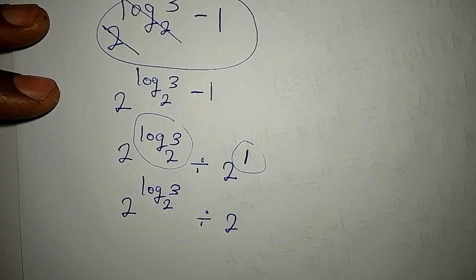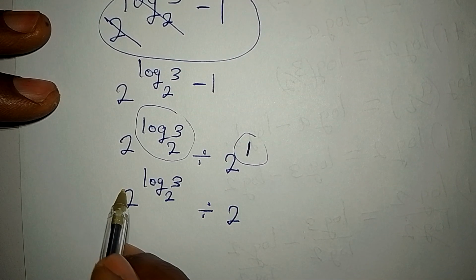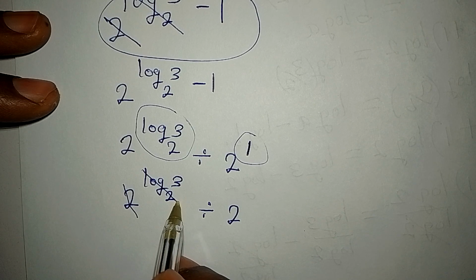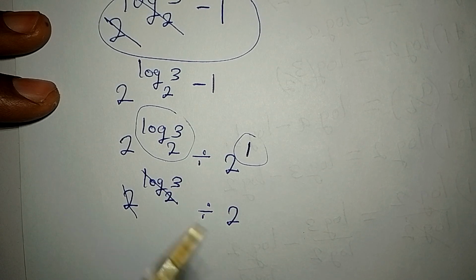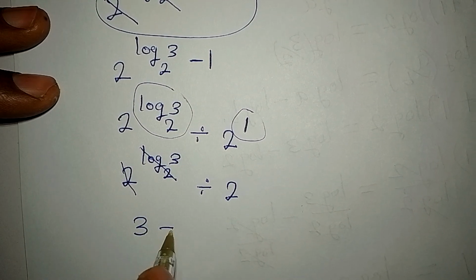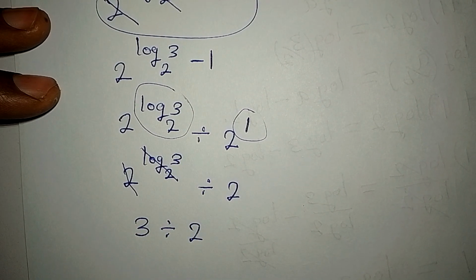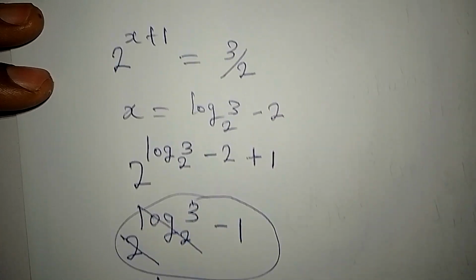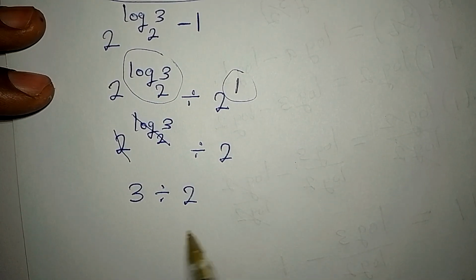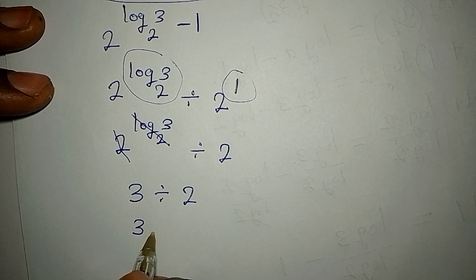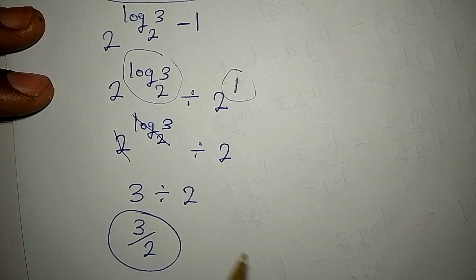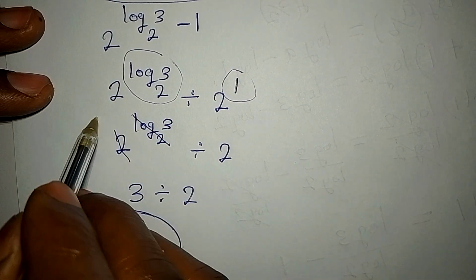Another point to take note of is this. The 2 can always cancel this 2, and we only pick 3 from there. So this means that we're having 3 divided by 2. And do not forget that 3 divided by 2 is the same thing as 3 over 2 on the right hand side. So we are saying that we're having 3 over 2 on the right hand side. But before then, I would like to explain this point further.